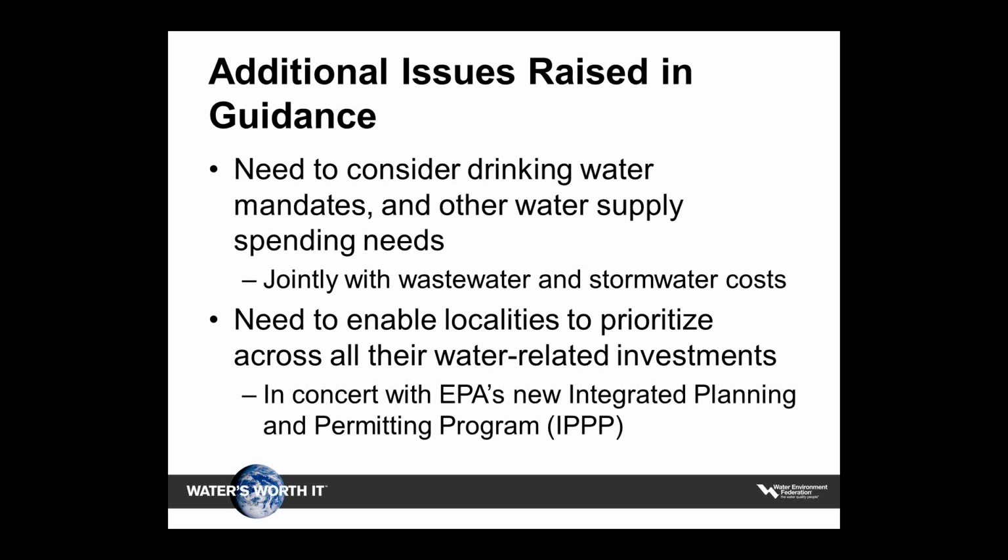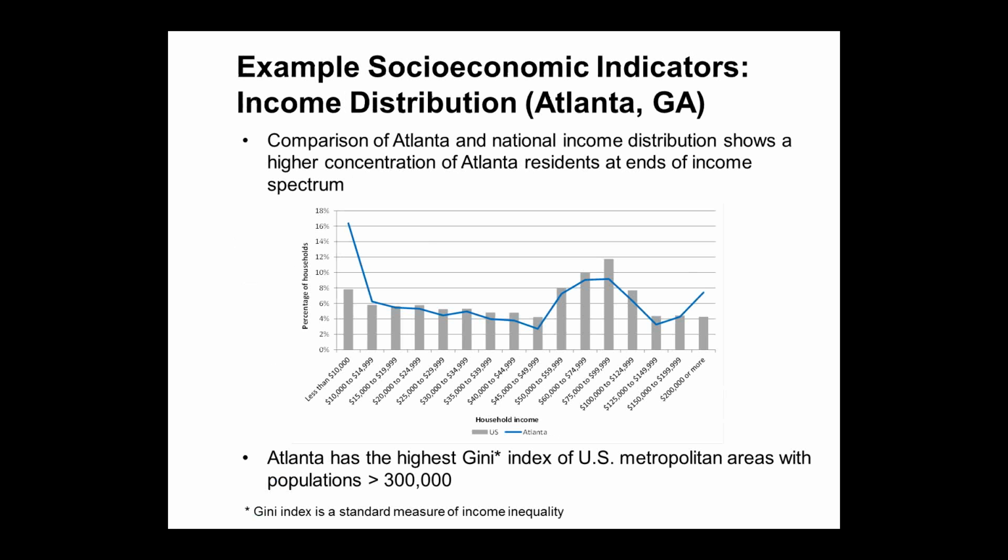Additional issues we raise in the guidance are, and as others have touched on, the need to consider drinking water mandates and other water supply spending needs, which are part of the community's total water obligation and needs. And the need to enable localities to prioritize across all their water-related investments. And here again, it ties into the integrated planning and permitting program that has been discussed.